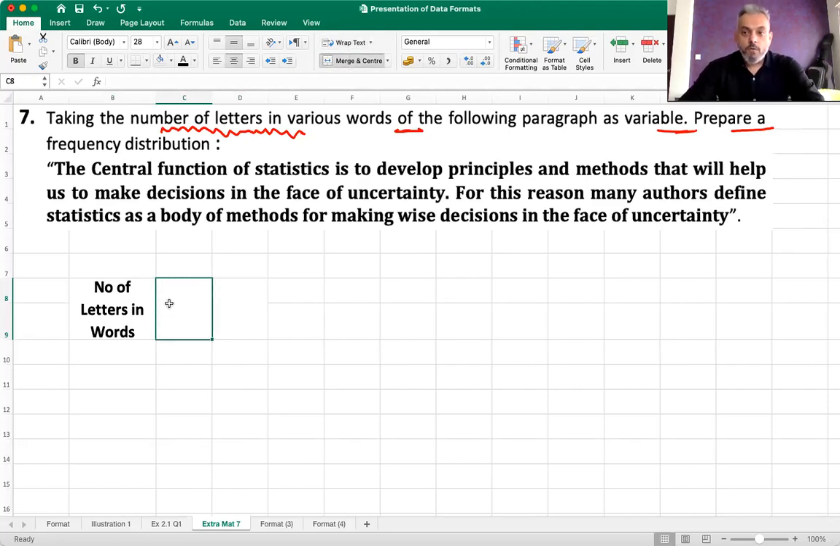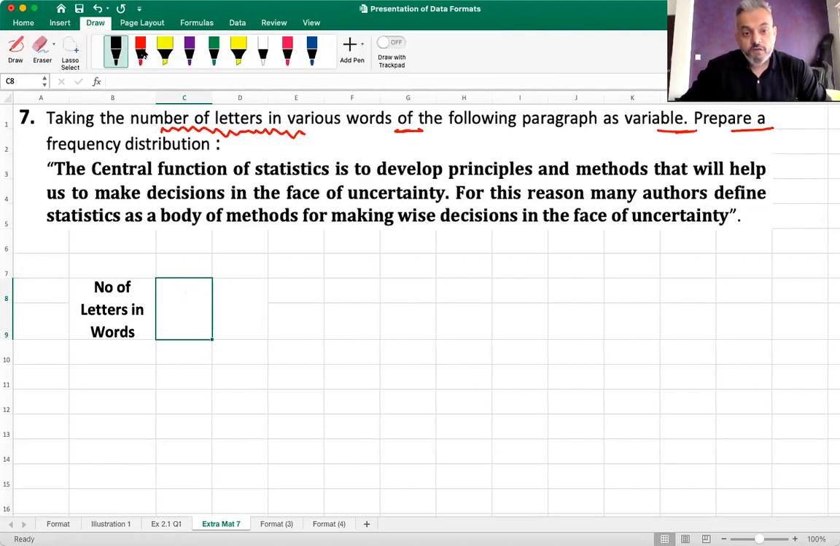Now, why do we call it variable? Because यहाँ पे ध्यान दो please. Here, the first word is the, T-H-E, the. उसमें कितने letters हैं वो हमारा variable है. तो यहाँ पे you can see कि 3 letters हैं तो वो हमारा variable है. Central: 1, 2, 3, 4, 5, 6, 7. तो यहाँ पे here we have 7 letters. So that is our variable.